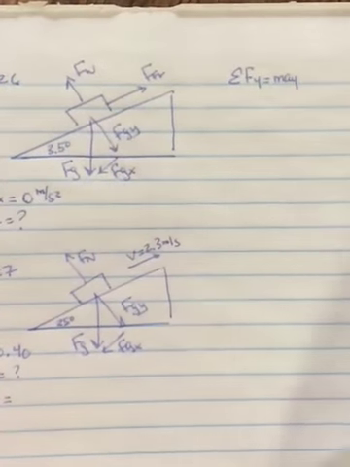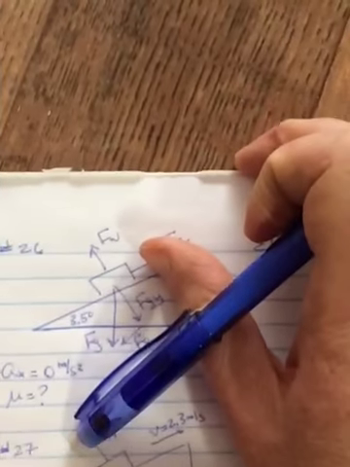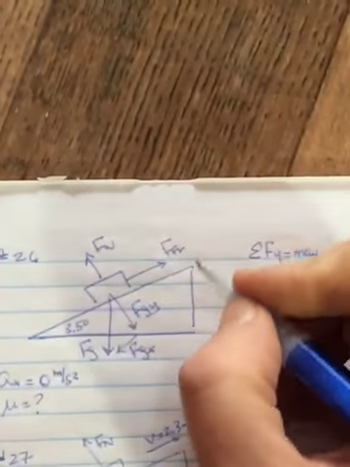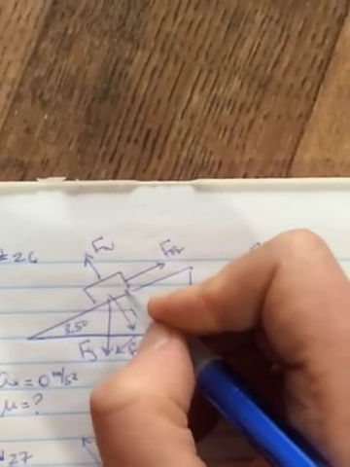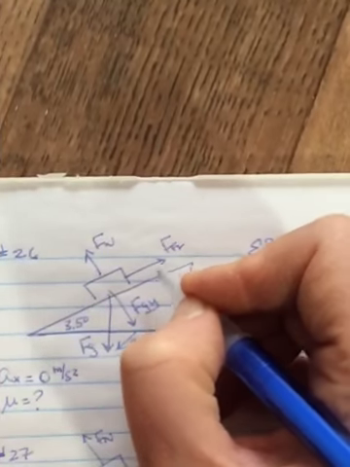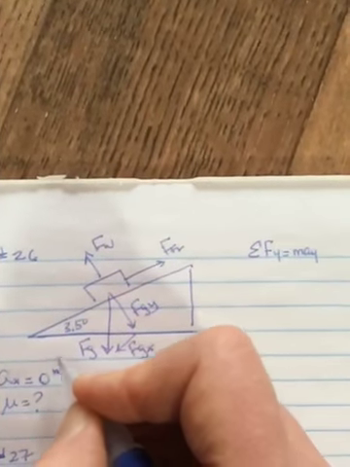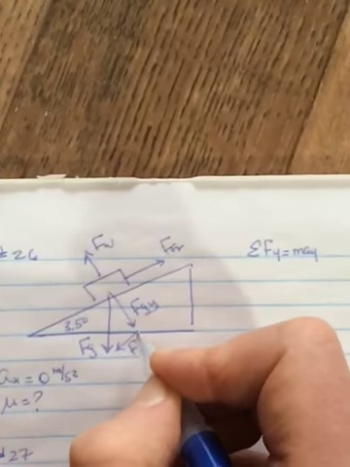So now let's move to number 26. Number 26 is a skier coasting down a ramp. Now coasting means he's not pushing, okay? So there's no pushing going on. He's just letting gravity pull him down. And there is friction acting back. And it says that he's coasting at a constant speed, so a_x is 0.